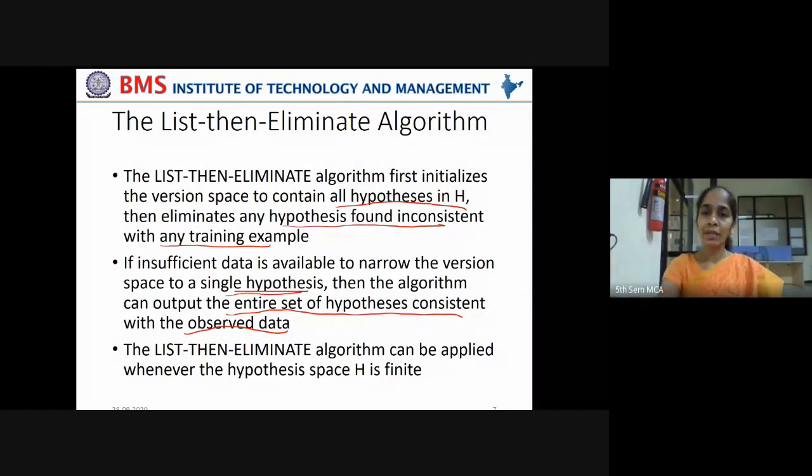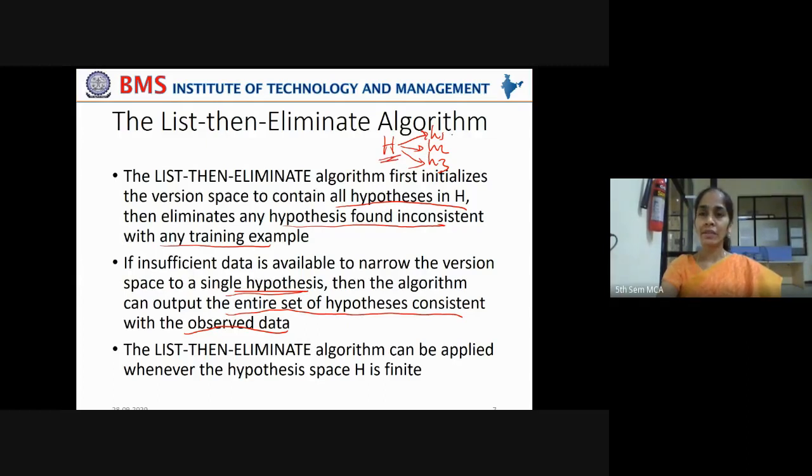I'll give you an example. Say initially in H you have H1, H2 and H3. You have started with this finite set of hypotheses. You have listed down this set of hypotheses according to the knowledge that you preliminarily have about the training examples. That is the fundamental knowledge. From the fundamental knowledge that you have about the training examples, 3 hypotheses are listed. This forms the hypothesis space H.